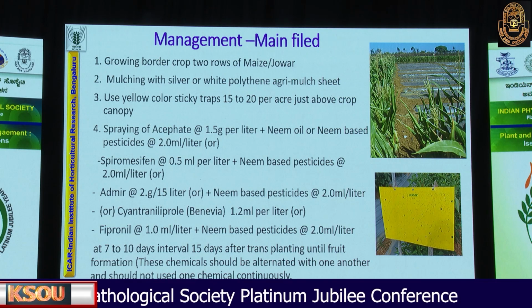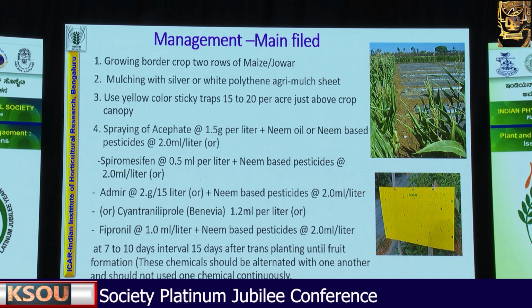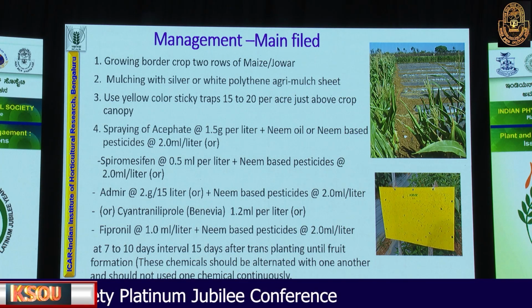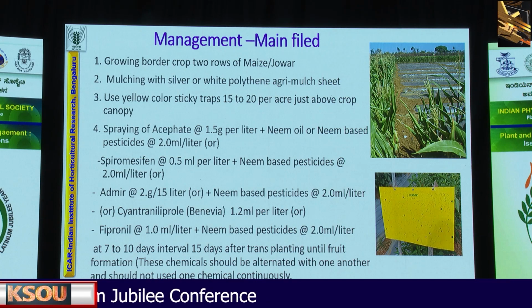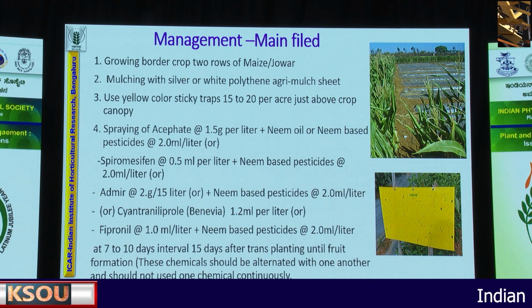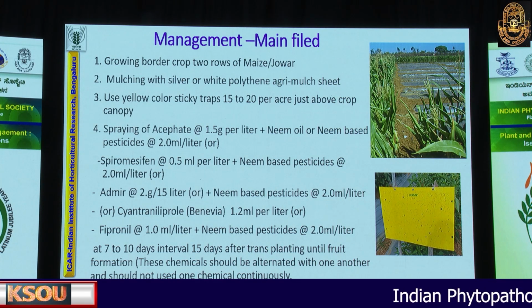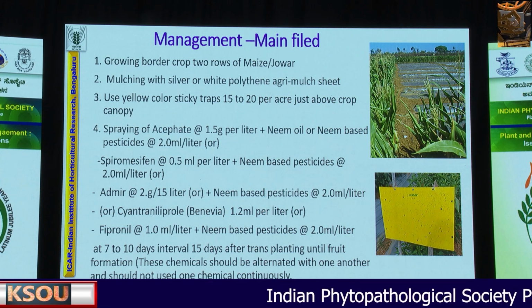And in some of these trials we have tried in chili, tomato and capsicum, growing border crops with tall growing maize, followed by silver mulching, then use of yellow and blue sticky traps, then application of selective pesticides in the initial period up to flowering only. No pesticide is recommended after flowering or fruit set, because of the detention and the residual problem.